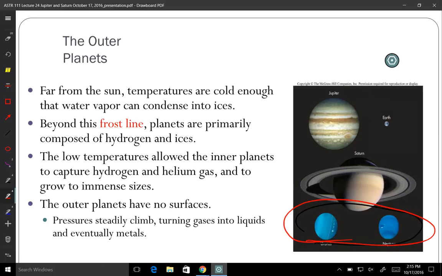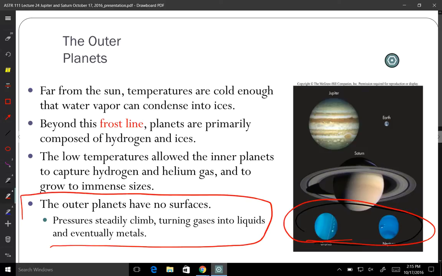Okay, so let's go on. A very important thing here: these outer planets don't have a surface. Now, that's a little confusing because we have a surface on the Earth. I can walk out there in the dirt and I'm walking on the surface of the Earth. These planets don't have a surface, but if you look at those pictures, doesn't it look like it has a surface? Yes, it does. The sun looks like it has a surface too, but it doesn't have a surface either.